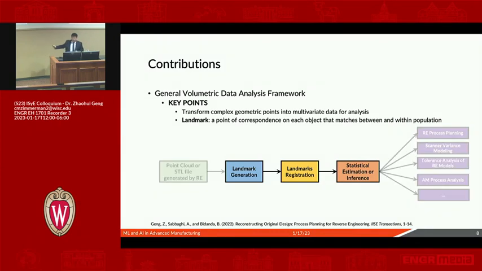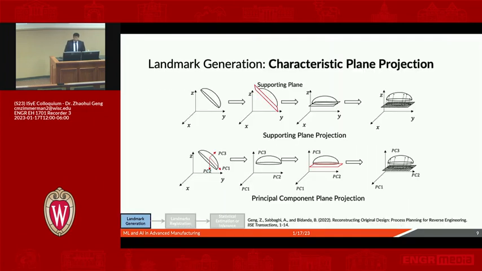Right? So now let's take a look at these three major steps, how we can develop this framework based on that. The first one is landmark generation. Again, we want to transform the unstructured data into a structured type. This is the first algorithm we developed. It's called characteristic plane projection, meaning we have a full point cloud. We first do feature segmentation, so we segment the features of the whole point cloud into a subset of features.